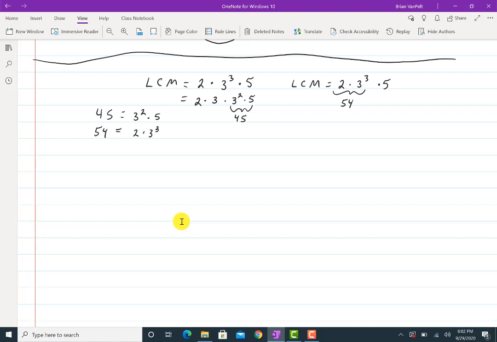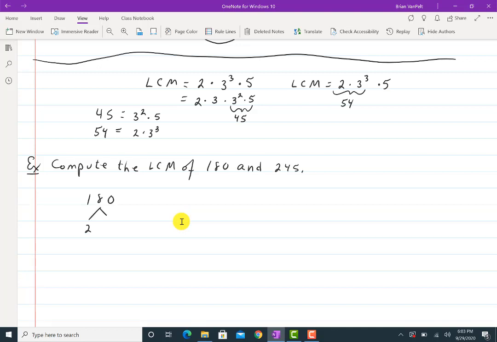Let's do one more example. Compute the LCM of 180 and 245. I'll start with 180.